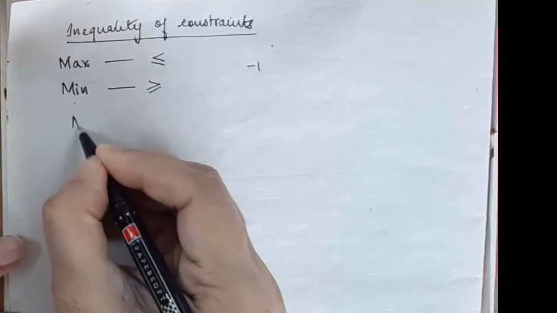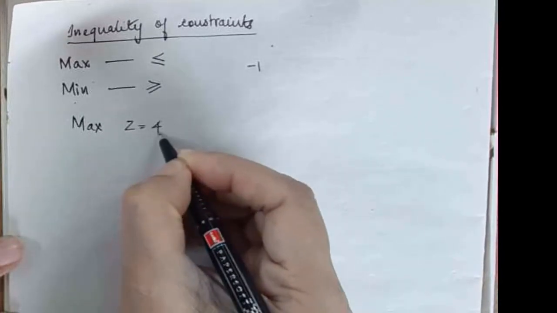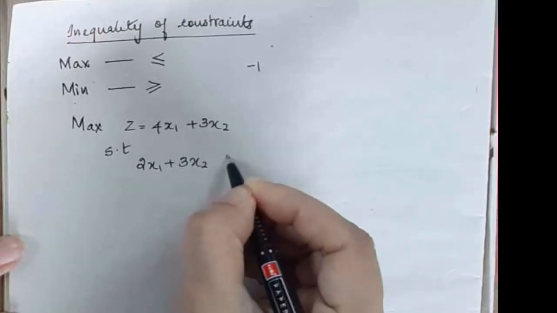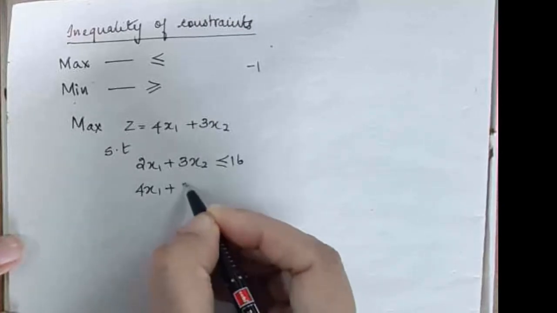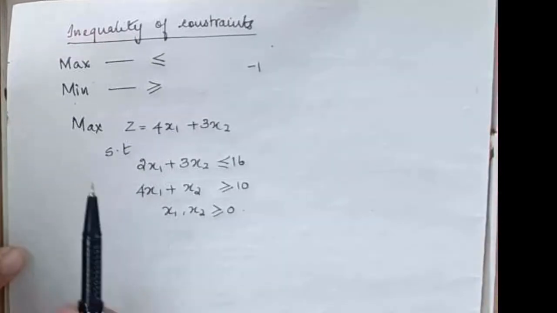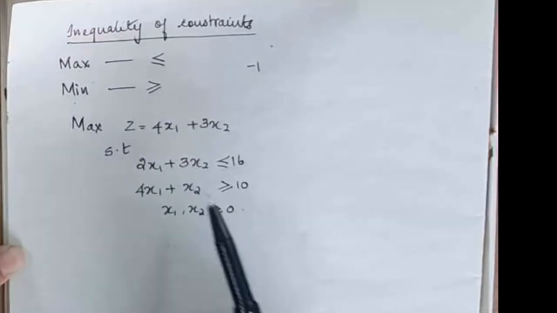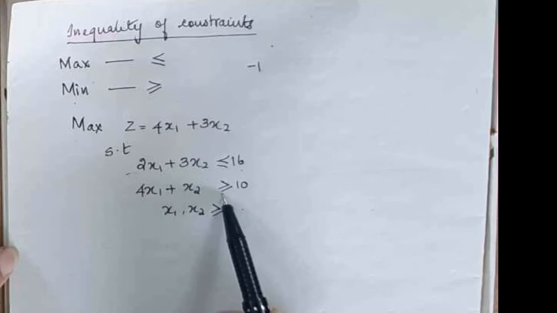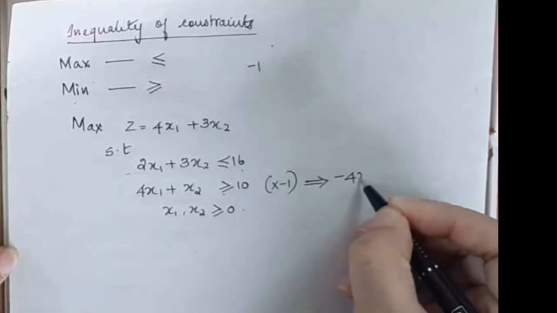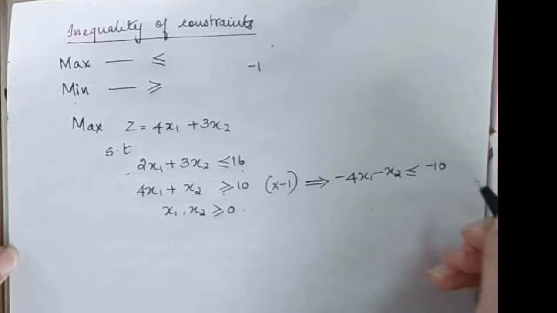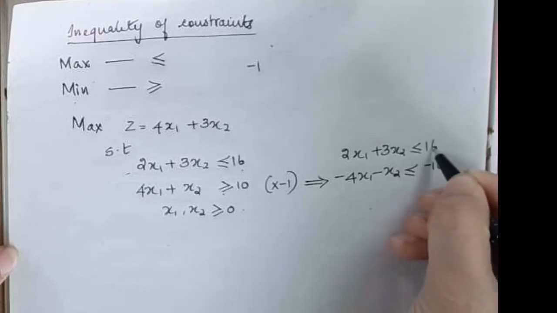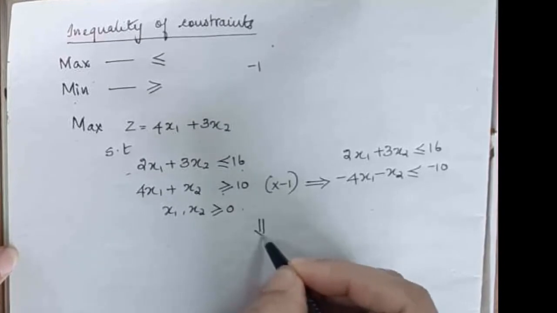For example, let us see a problem. Maximize z is equal to 4x1 plus 3x2 subject to 2x1 plus 3x2 less than or equal to 16, 4x1 plus x2 greater than or equal to 10, x1 comma x2 greater than or equal to 0. Since this is maximization, we expect all the constraints to be less than or equal to, but we have only one constraint which is less than or equal to. So to convert this one to less than or equal to, we multiply this constraint by -1 on both the sides. So now this will become minus 4x1 minus x2 less than or equal to -10. And we can write this one also here, 2x1 plus 3x2 less than or equal to 16, and the same maximization problem.